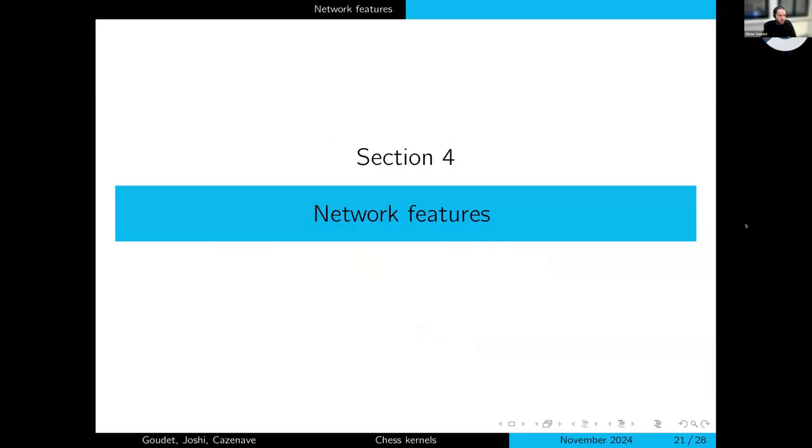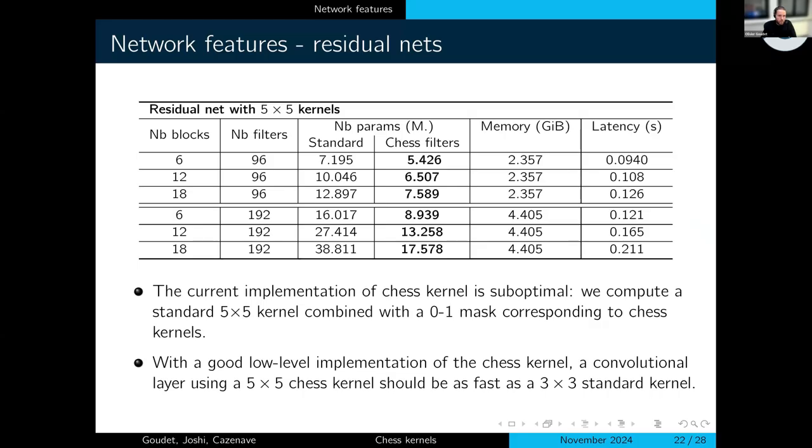So now, before presenting the results themselves, I will briefly discuss the characteristics of the network. Here are some features of the neural network using residual blocks with different numbers of blocks, different numbers of filters, and each of them with kernels of size 5 by 5. You can see that the use of chess kernels considerably reduces the number of trainable parameters. However, as you can see in this table, latency and memory remain the same in these experiments.